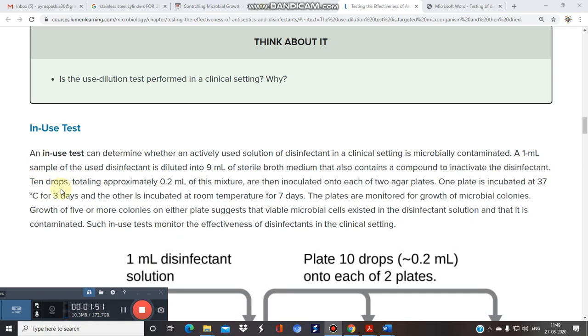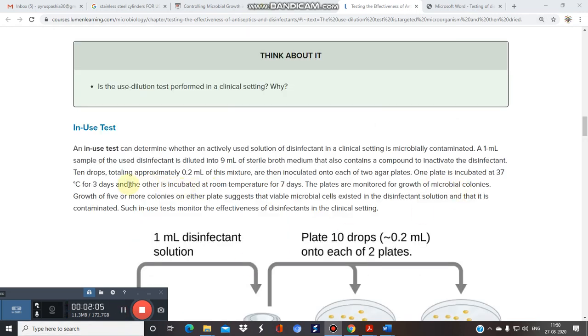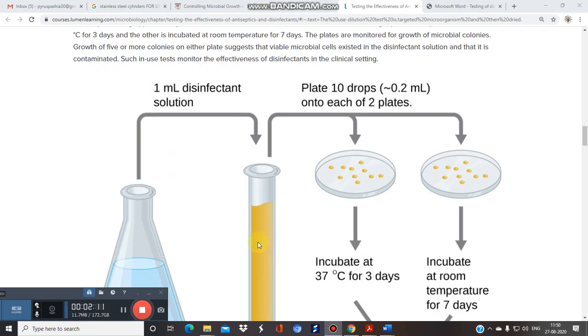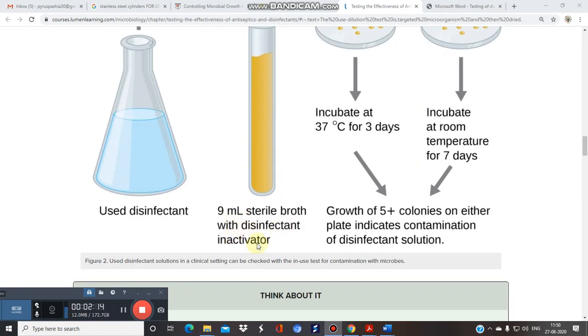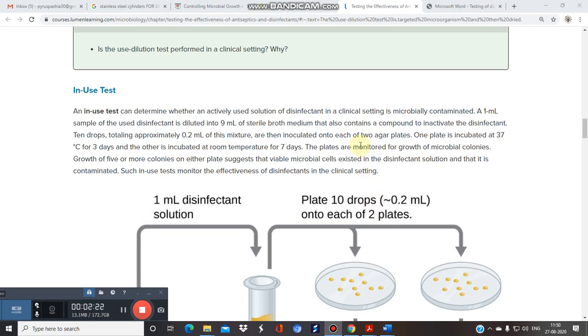Now the next procedure. The first step is 1 ml of this disinfectant solution, again added to 9 ml of sterile broth which contains disinfectant inactivator. After this, 10 drops, approximately 0.2 ml of this mixture containing disinfectant and disinfectant inactivator, are inoculated onto two agar plates. One plate is incubated at 37 degrees Celsius for 3 days and the other is incubated at room temperature for 7 days.